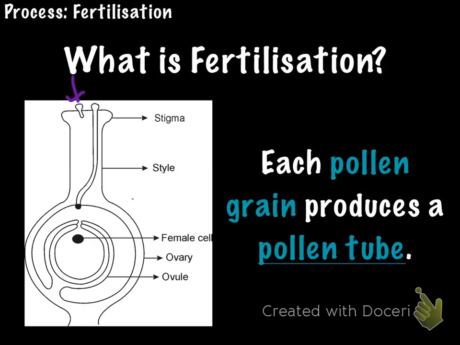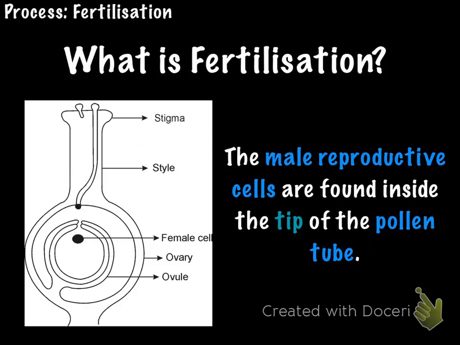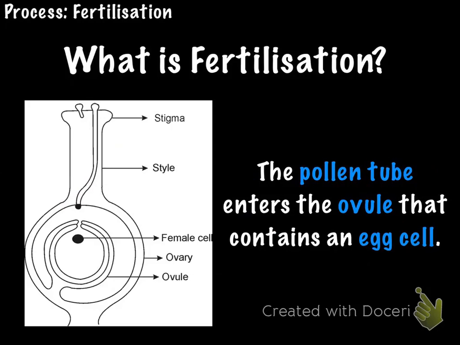So, when fertilization takes place, each pollen grain will actually produce a pollen tube. Can you see here? The pollen tube. And the male reproductive cells are found inside the tip of the pollen tube. Now, the pollen tube enters the ovule that contains an egg. So, once it enters, this is what we call fertilization.